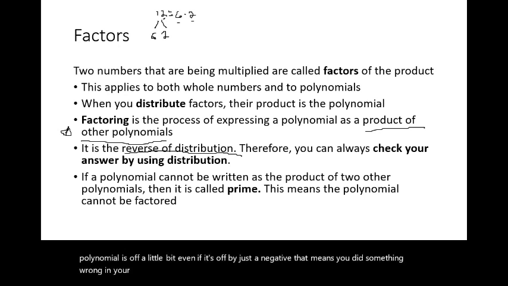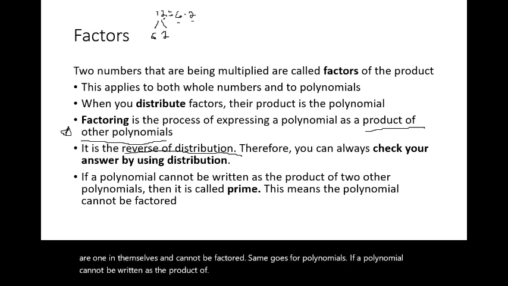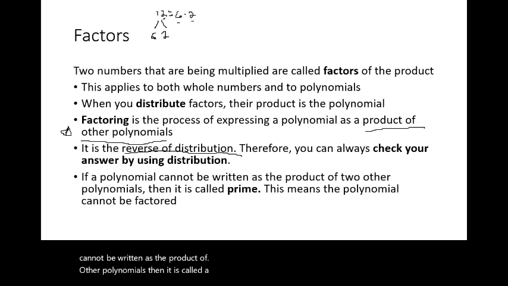Now, just like there are some prime numbers which have only factors that are 1 and themselves and cannot be factored, same goes for polynomials. If a polynomial cannot be written as the product of other polynomials, then it is called a prime polynomial. And what that means is that the polynomial cannot be factored.